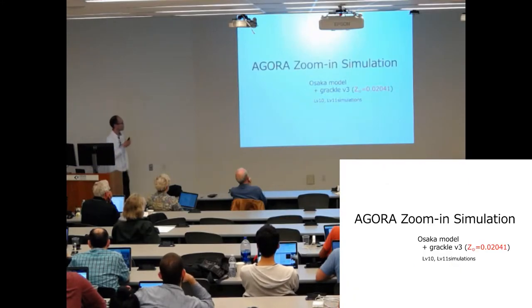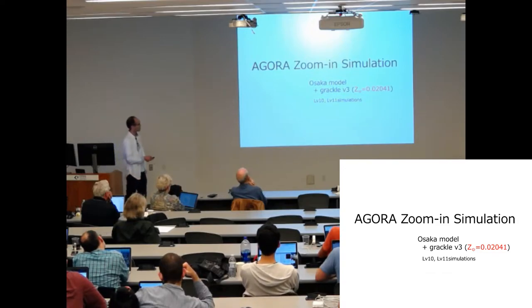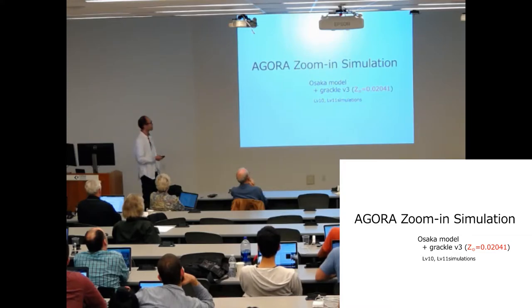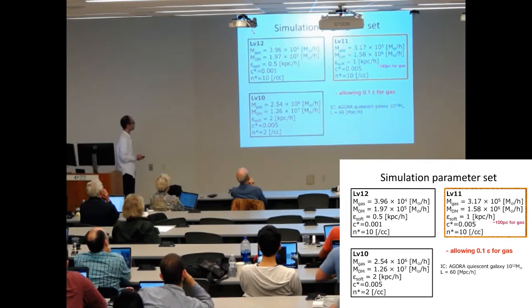Okay, so let's go on to the zoom case. Here's our fiducial case with the graphical version 3 with the metallicity as we agreed on. And we've been doing level 10, level 11 simulations. The final goal is a level 12 simulation in this collaboration. But today I will show you the level 11 cases that we finished all the way down to z equals 0. Okay? So here are the parameters.